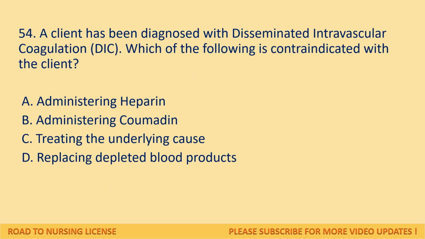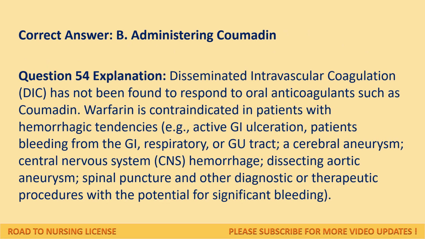Question 54. A client has been diagnosed with disseminated intravascular coagulation, DIC. Which of the following is contraindicated with the client? A. Administering heparin. B. Administering Coumadin. C. Treating the underlying cause. D. Replacing depleted blood products. Correct answer, B. Administering Coumadin.